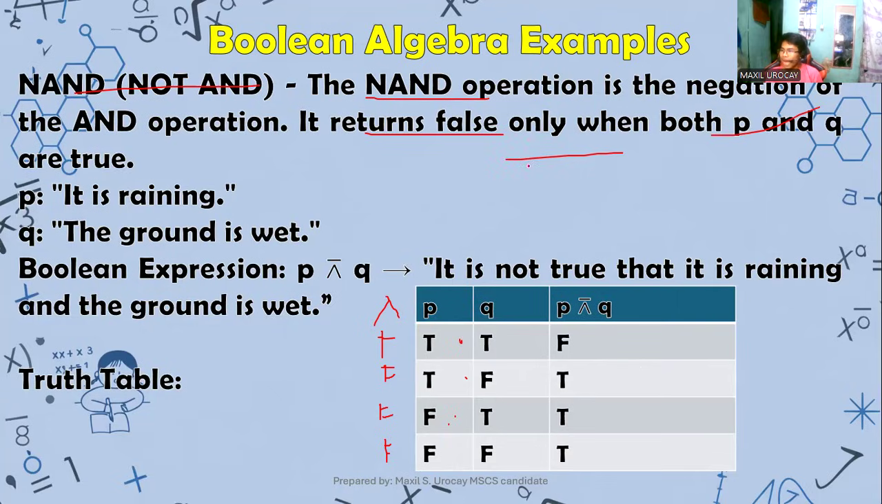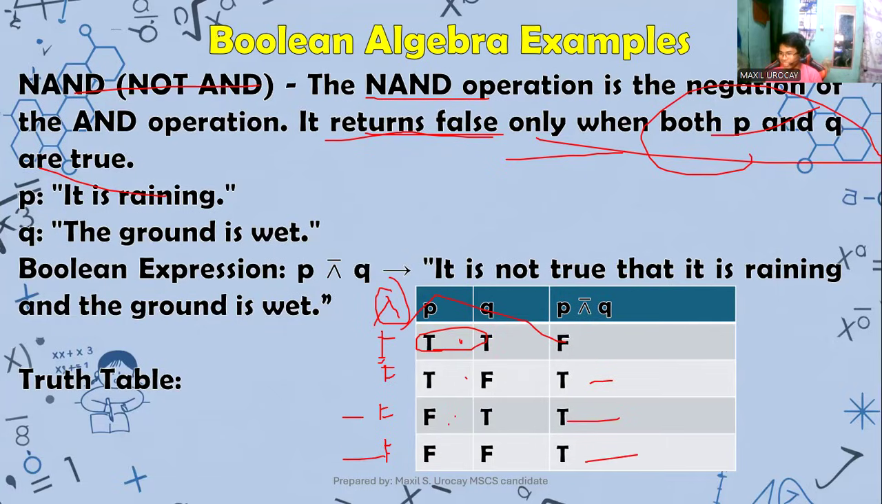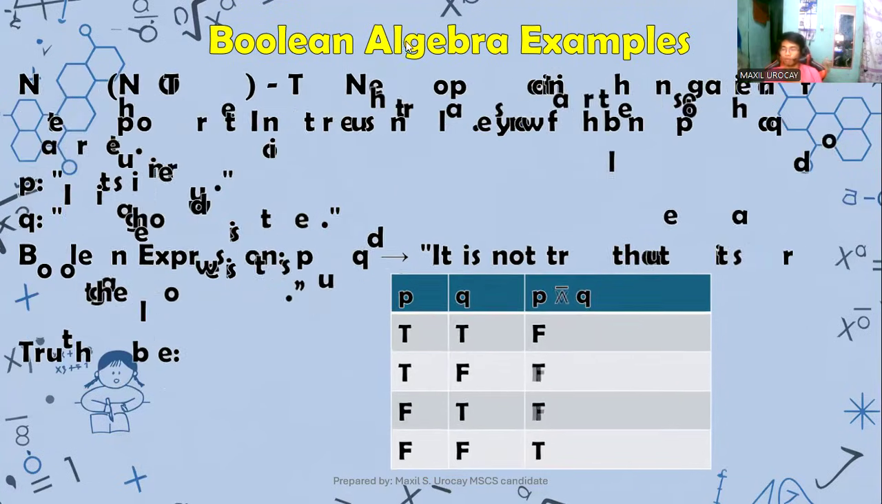So what is going to happen? It returns false only when both P and Q are true. So when both P and Q are true, this is for AND. The negated result will be false. False will turn to true. False will become true. That's the logic. It is much better to get the AND first, so that you can simply negate the AND into NAND. Hopefully you were able to get that one.